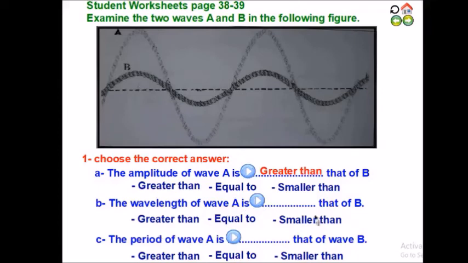Now look at the wavelength of wave A and compare it to that of wave B. Is it greater than, equal to, or smaller than? Look carefully. Yes, it is equal to. The period of wave A, is it greater than, equal to, or smaller than that of wave B? The period is actually equal to that of wave B.